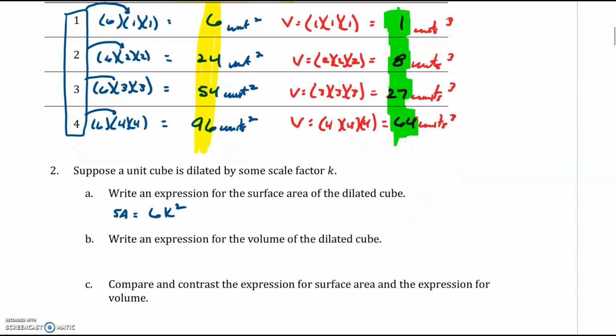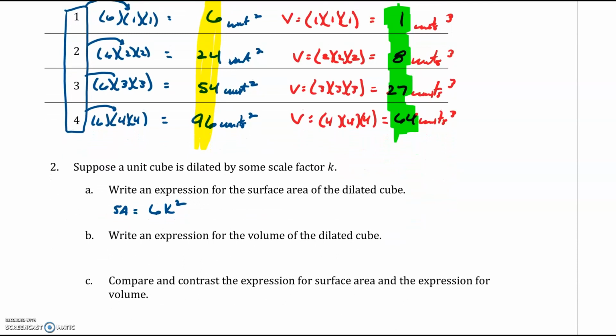Now let's look at an expression for the volume of the cube. So notice, for the volume of the cube, we come over here and look at our scale factor. And what did we have to do with the scale factor each time? What did we do with that scale factor? Well, for the volume, all we did was we took the scale factor and cubed it.